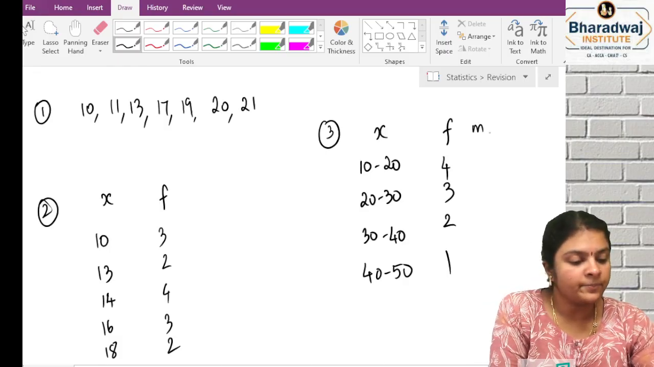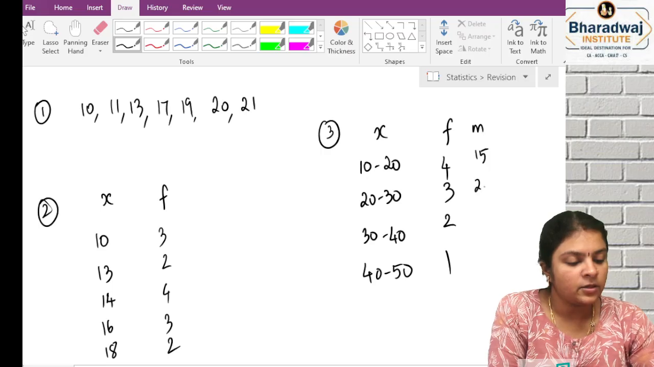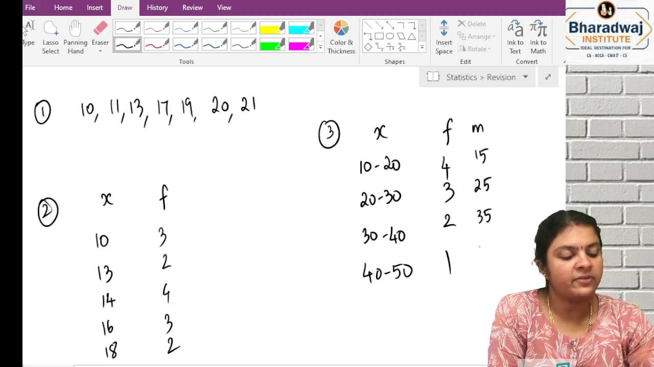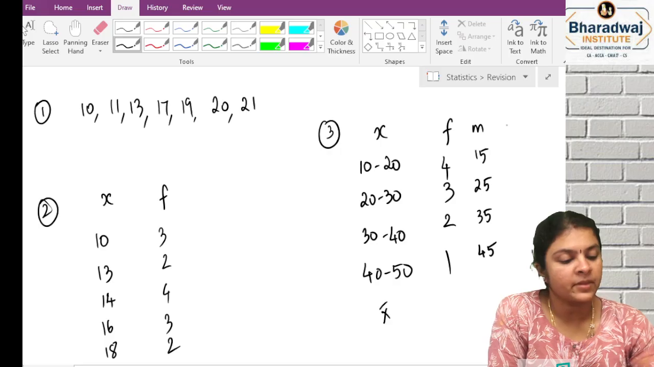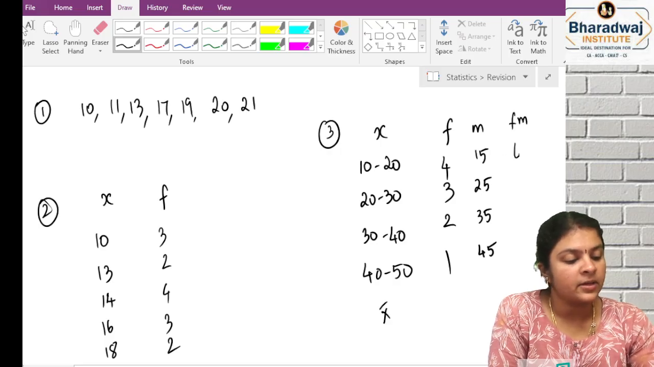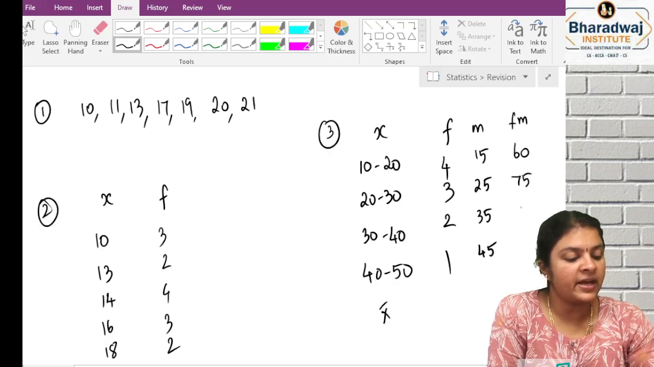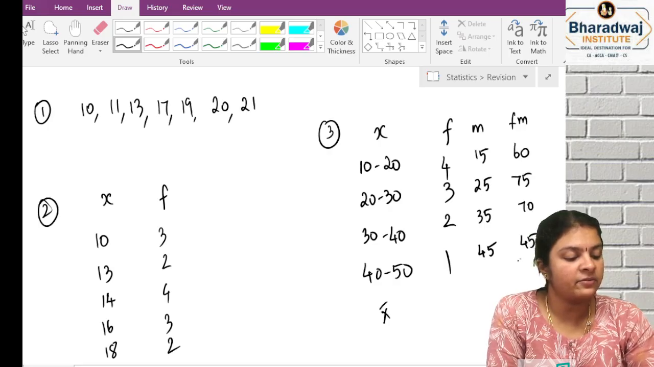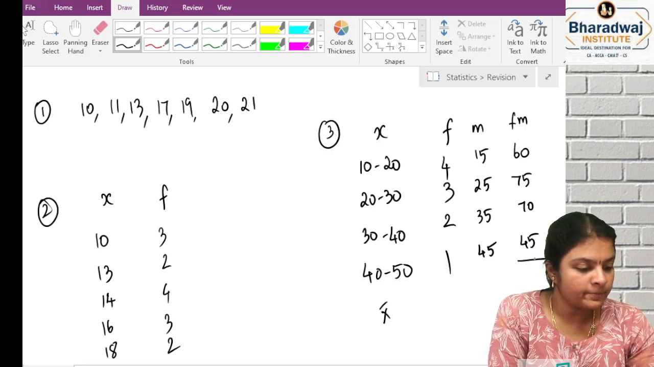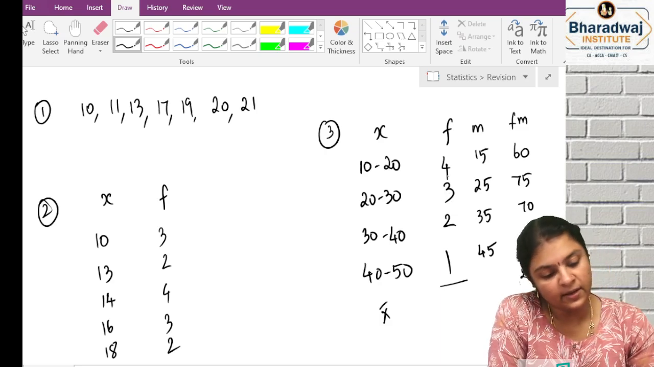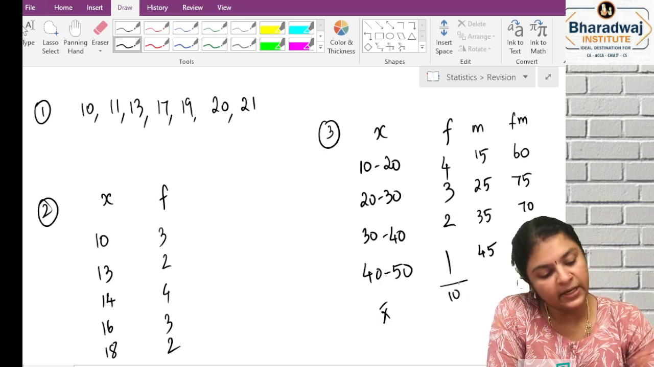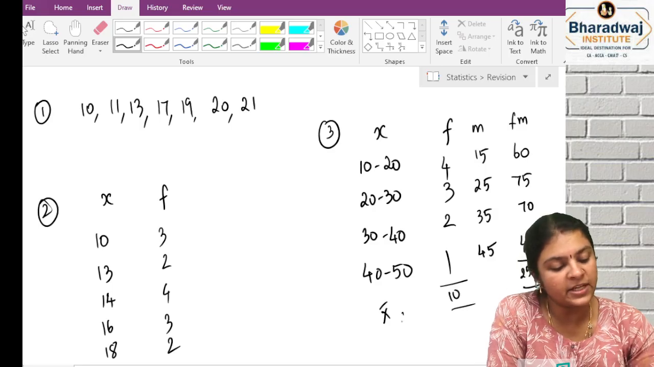So the third one, the mid values are 15, 25, 35 and 45, which gives us x bar. We need to take f into m: 60, 75, 70 and 45, totals 250. 250 by 4 plus 3, 7 plus 2, 9 plus 1, 10. So I think you will get x bar is 25, correct?